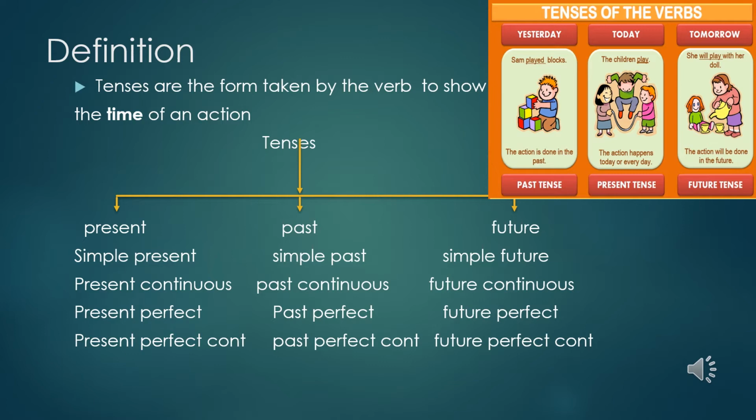Each tense is further divided into four: simple present, present continuous, present perfect, and present perfect continuous. Simple past, past continuous, past perfect, and past perfect continuous. Simple future, future continuous, future perfect, and future perfect continuous.